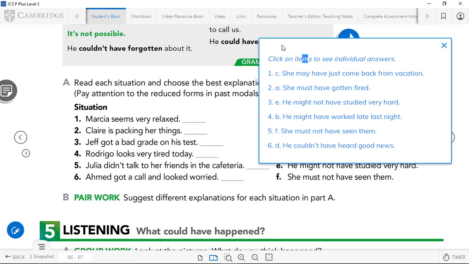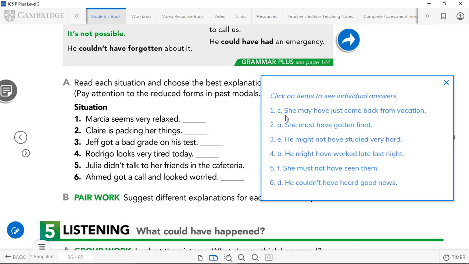Okay, so number one, Marcia seems very relaxed. It's letter C. She might have just come back from vacation. Number two, Claire is packing her things. A, she must have gotten fired. Three, Jeff got a bad grade on his test. It's letter E, he might not have studied very hard. Number four, Rodrigo looks very tired today. It's letter B, he might have worked late last night.